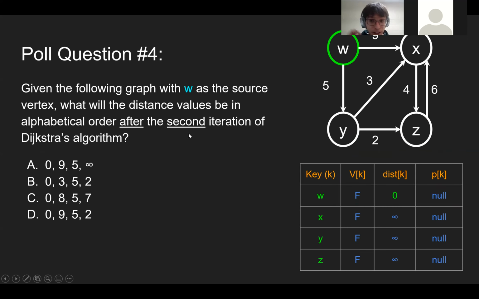Cool. And so another poll question. Given the following graph with W as a source, what will the distance values be after the second iteration of Dijkstra's?